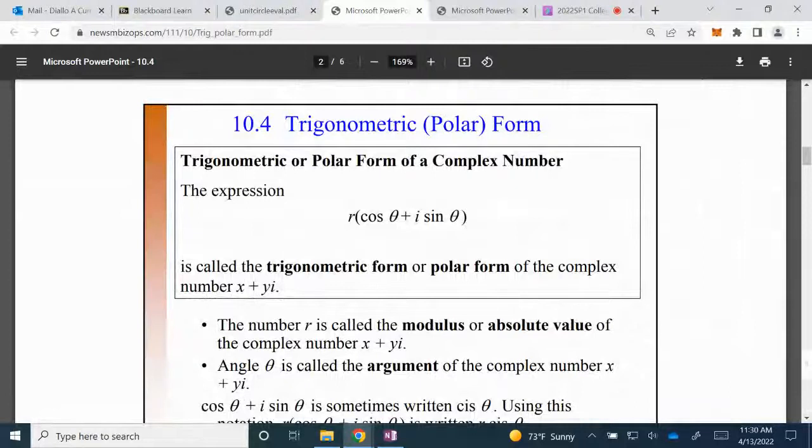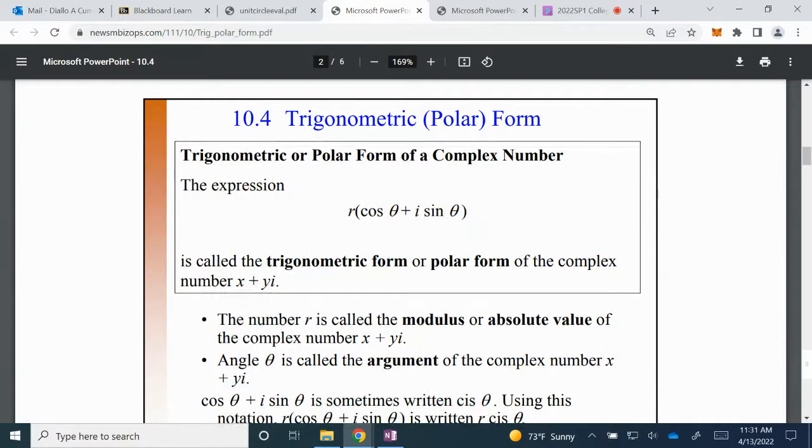Now we're going to talk about trigonometric or polar form of a complex number. In this instance, we are converting from a complex number to trig or polar form, and then we'll be able to go the other way around. We'll be able to convert a number that's in trig or polar form into a complex number. So here we have the form of a complex number that's in trig or polar form.